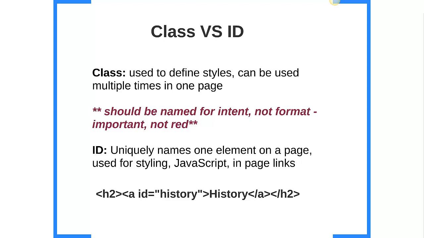An ID can have styling applied to it as well, but IDs are also used with JavaScript or they're used as anchors inside the page. So here we have an anchor ID equals history. We have an on-page link that will link to that ID. So it gives you a specific item in the page that you can style, that you can apply JavaScript to, or that you can link to. And that's why there can only be one ID on any page, because you don't want to apply those things to two different places. If it's a link, it needs to go to something unique, so you'd name it using an ID.